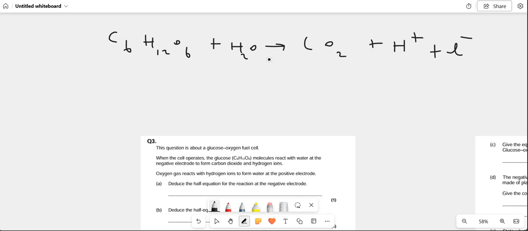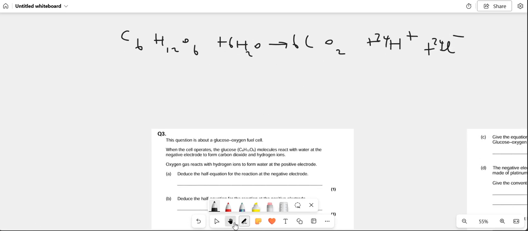You got C6 on the right hand side, so you need to add a 6 here. Now you got 12 oxygens to deal with. You can't change this one here, so you have to alter this one, H2O. You add another 6 there, so that balances O. And now you've got 12H here, so I need to add 24 to balance that. And if I've got 24H plus, I need to add 24e minus to balance out the charge. So that's the final equation there.